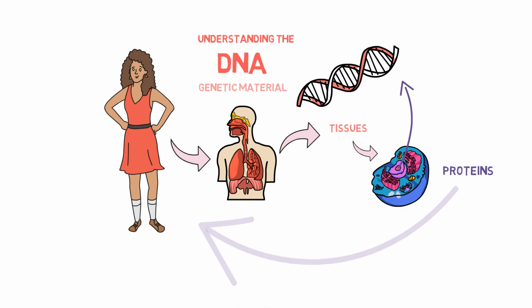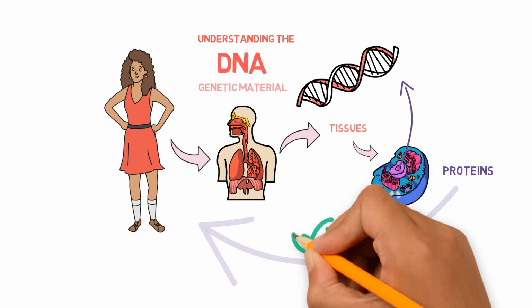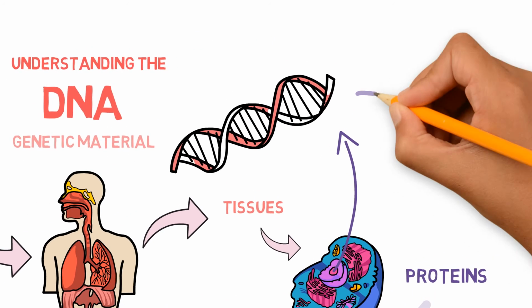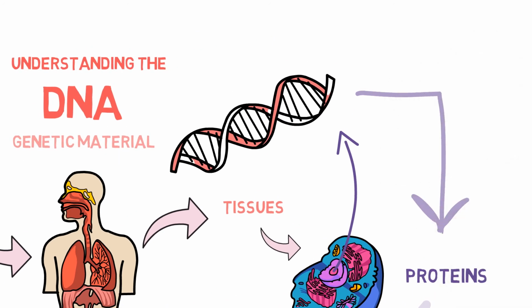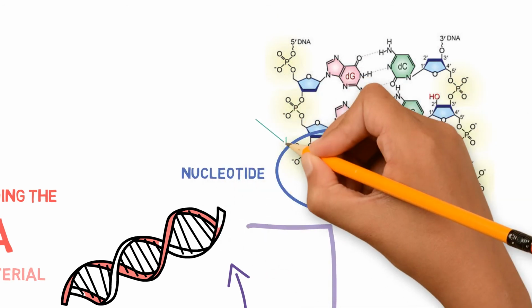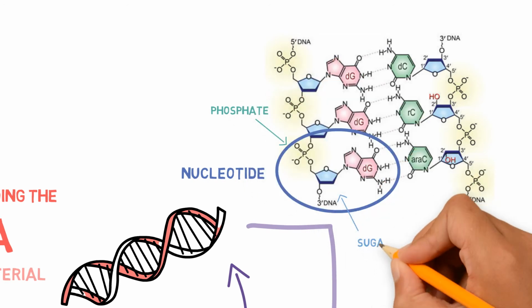For our body to work the right way, it depends on these proteins. And who decides which proteins will be synthesized is our DNA. The DNA is a helix composed of a double strand made up of nucleotides which are bound to each other. Each nucleotide consists of a phosphate group, a sugar, and a nitrogenous base.